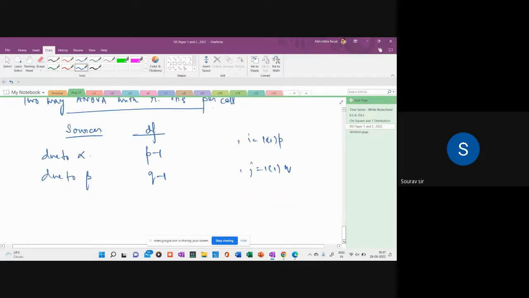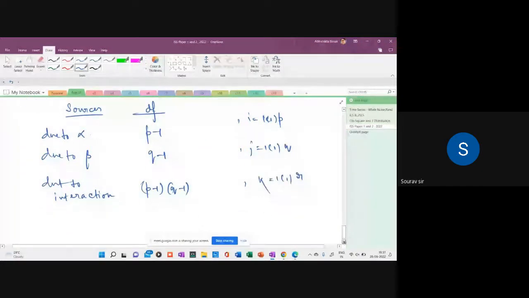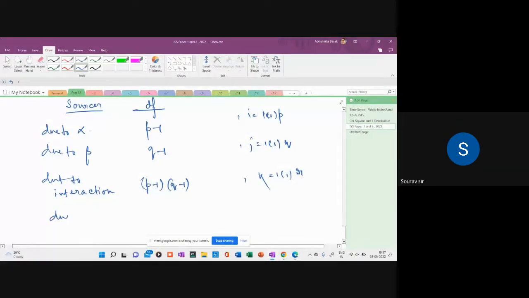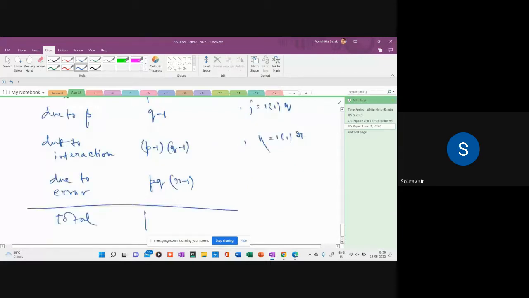If it is due to interaction, then it is P minus 1 into Q minus 1, where this K I can say runs from 1 to R. And if it is due to error, then it is PQ into R minus 1, and the total is PQR minus 1. Okay, so these are the degrees of freedom.